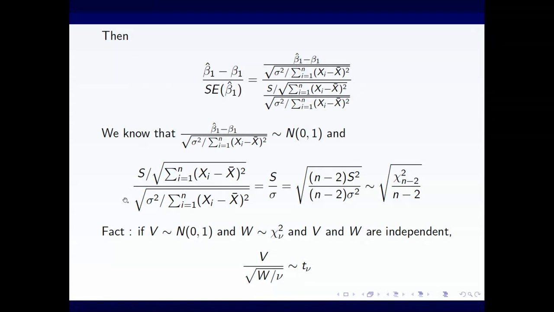the fact that when we have a normal distribution with mean 0 and variance 1, and a chi-square distribution with degrees of freedom nu, and if they are independent, then the normal random variable divided by the square root of the chi-square random variable divided by its degrees of freedom follows the t distribution with nu degrees of freedom.